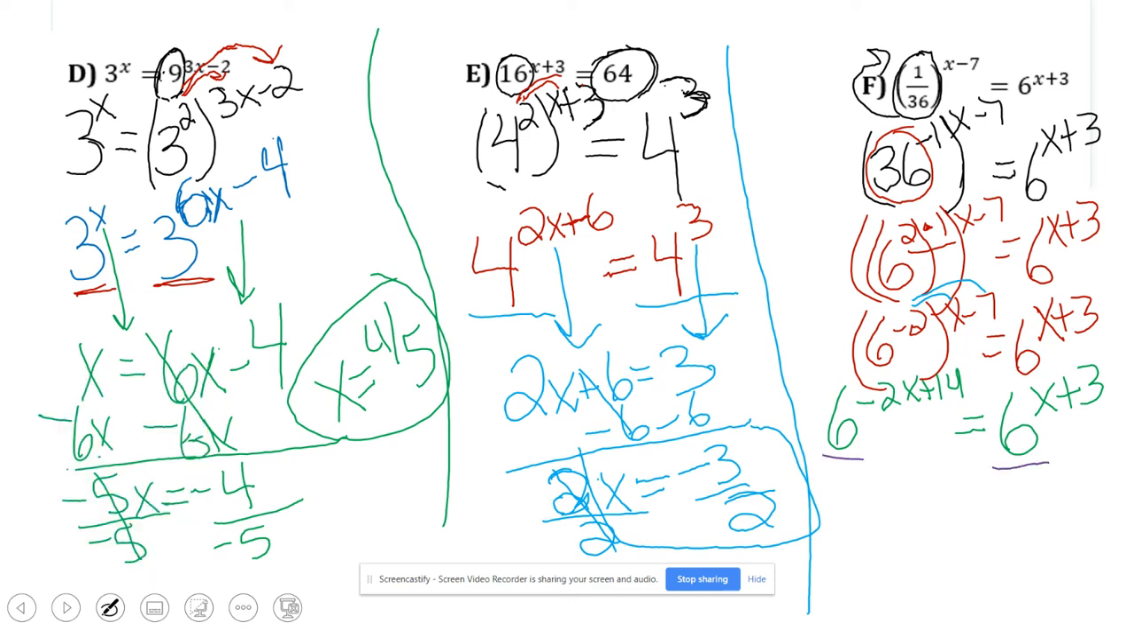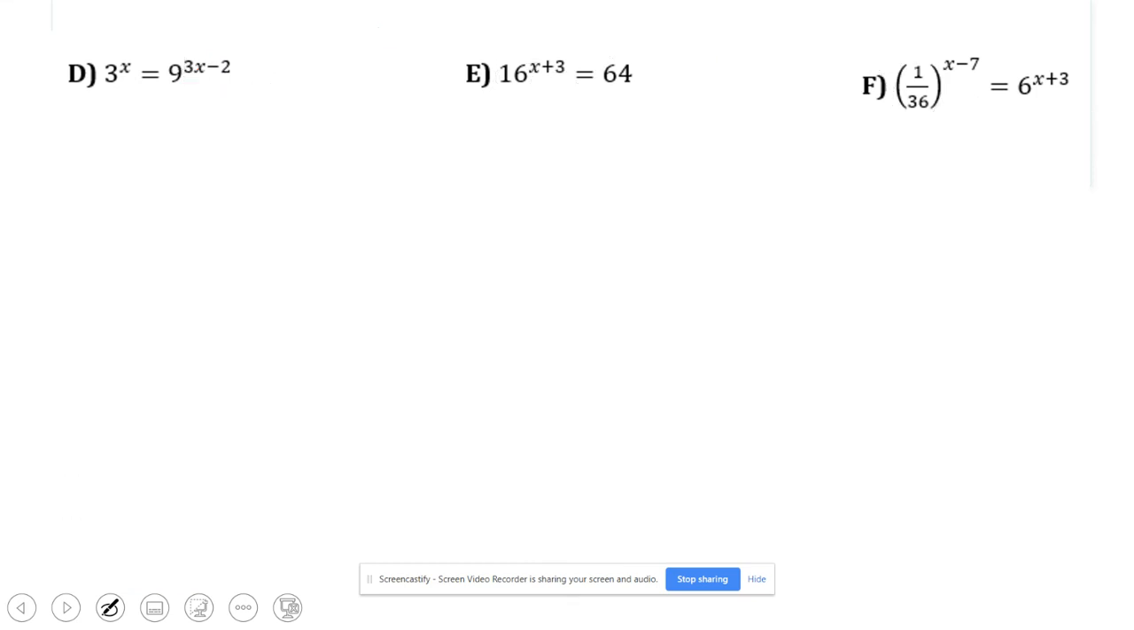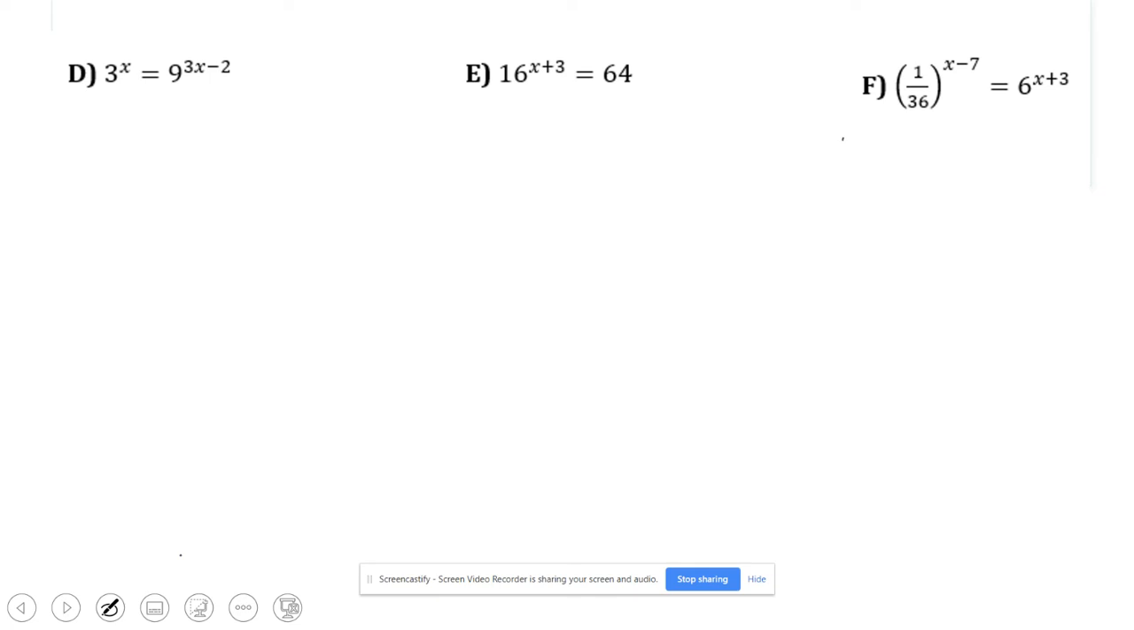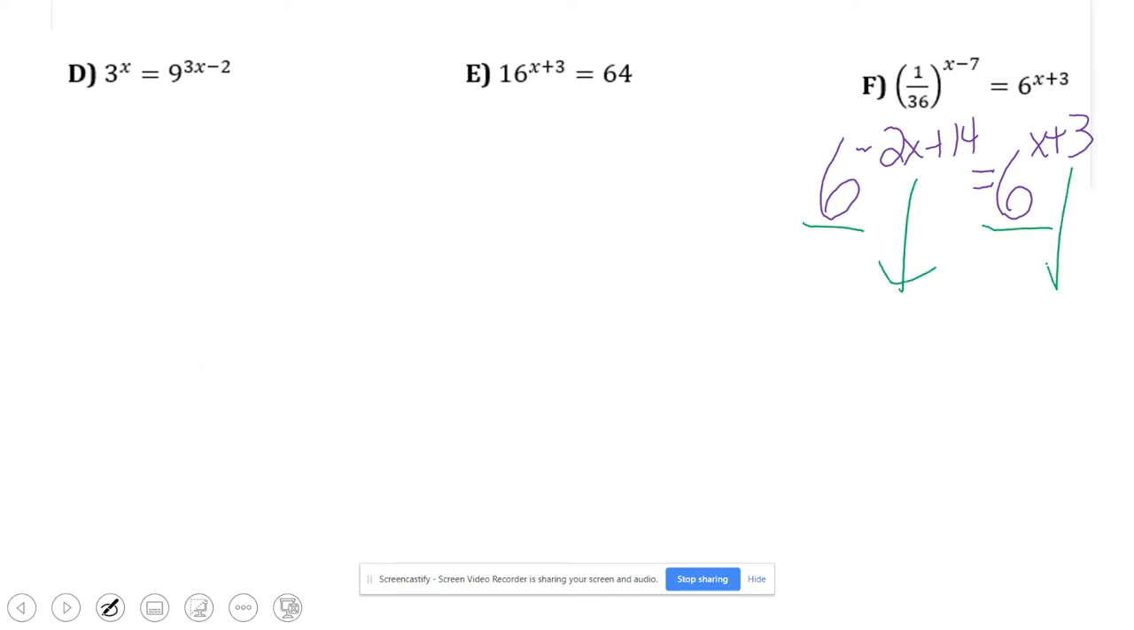So now my bases are the same. Sorry, I ran out of space there. So we had 6 to the negative 2x plus 14 and 6 to the x plus 3. Since our bases are the same, we can look at just the exponents and say negative 2x plus 14 is equal to x plus 3.